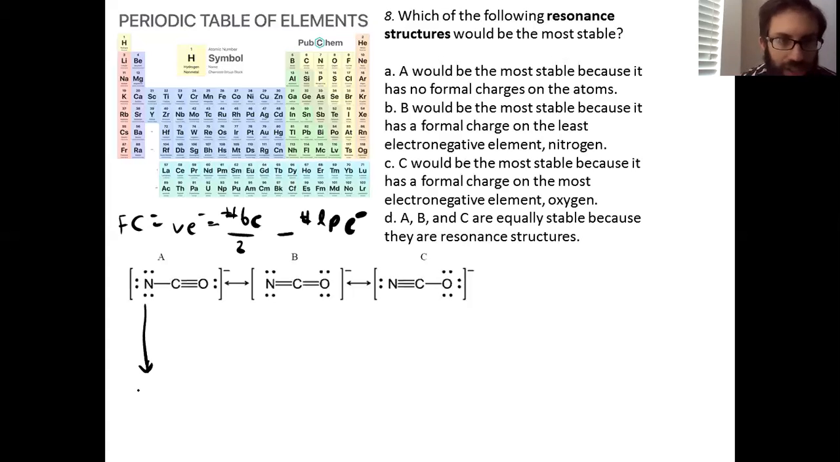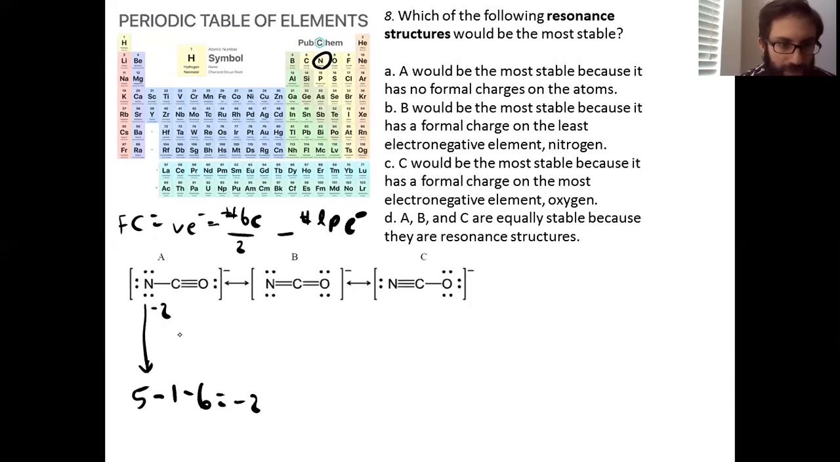Nitrogen. Nitrogen is in group 5, right? 1, 2, 3, 4, 5. So it's going to be 5 minus... well, let me do bonding electrons first, so we go in the order of our formula here. Bonding electrons, divide by 2: 2 bonding electrons, or the number of bonds is another way of saying this. So 1 bond, and then minus 6 lone pair electrons, 2, 4, 6. So that's 5 minus 7, that's minus 2. So this is a minus 2.